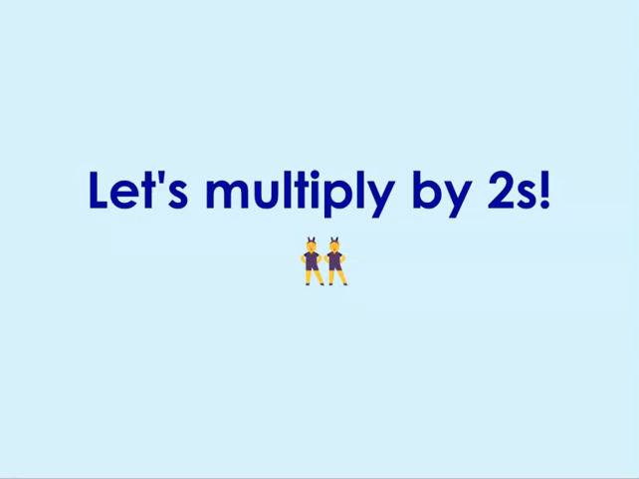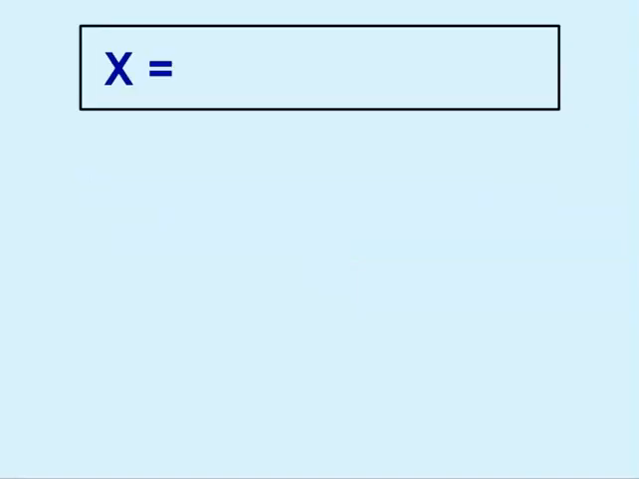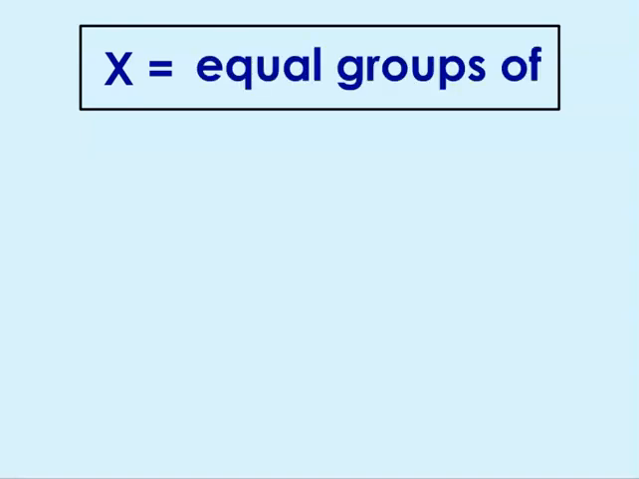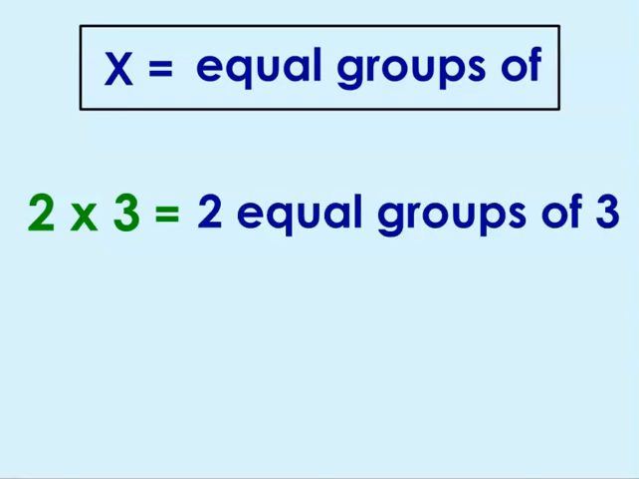Let's multiply by twos. In this video, we are going to learn how to multiply when we have 2 as a factor. Do you know what the times sign means? The times sign actually means equal groups of. That means if we have the multiplication expression 2 times 3, that is the same as 2 equal groups of 3, or 3 plus 3.